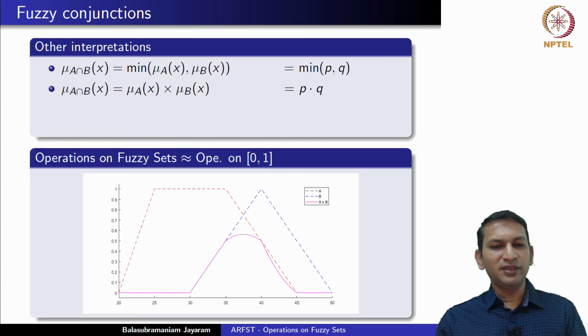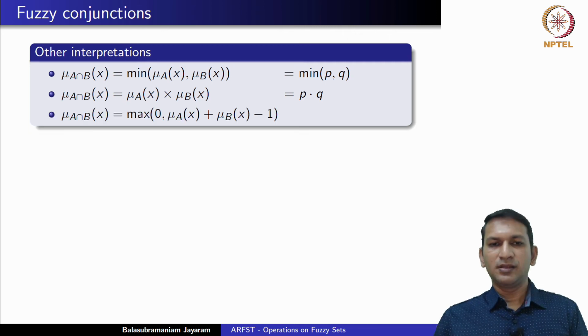And if you are wondering how it would look, this is how it would look when it comes to applying product as the conjunction of these two fuzzy sets A and B. And you will immediately see that while this function given in magenta is continuous, it has altered the shape quite drastically compared to either A or B.